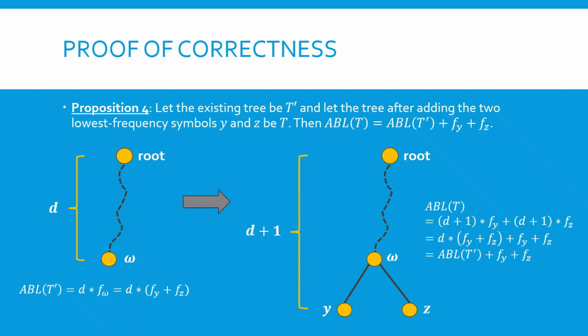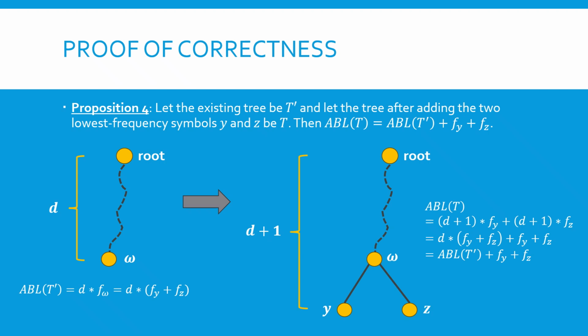The tree T prime is shown on the left. Let the depth of node omega be D. And recall that F omega equals Fy plus Fz. In T prime, the contribution of the root to omega path to the ABL is D times F omega, or D times the sum of Fy and Fz.